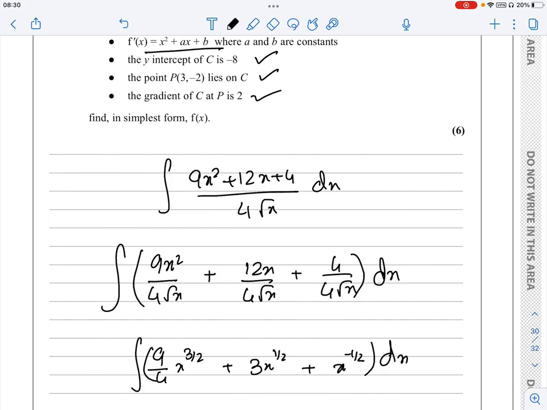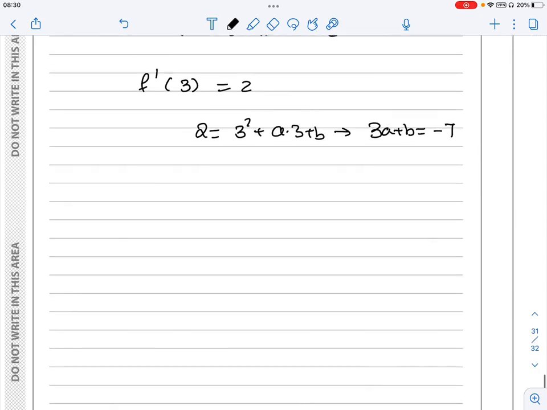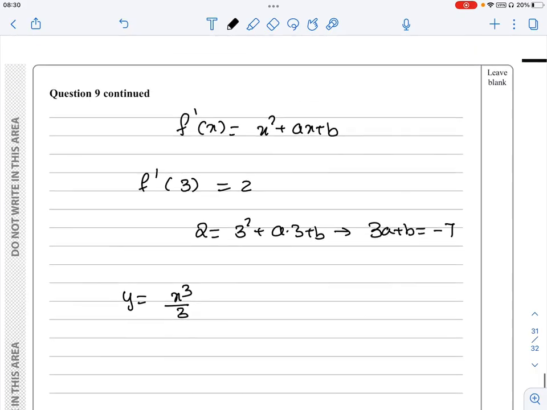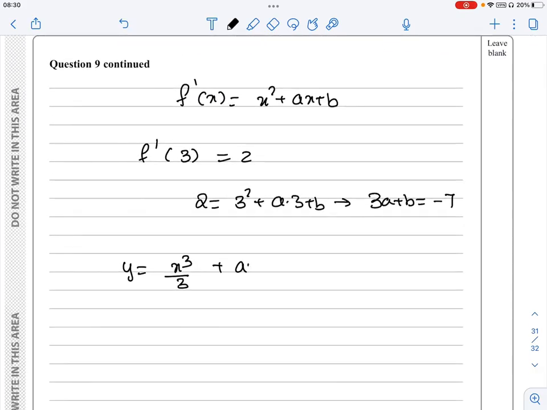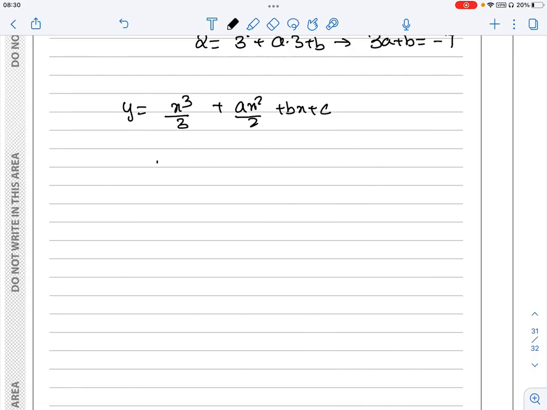Now we will try to integrate this one. If I integrate it, I get y equals x cubed upon 3 plus ax squared upon 2 plus bx plus c. Now the y-intercept is minus 8, which means x equals 0. So minus 8 equals 0 plus 0 plus 0 plus c, which gives me c equals negative 8. So I got the value of c.